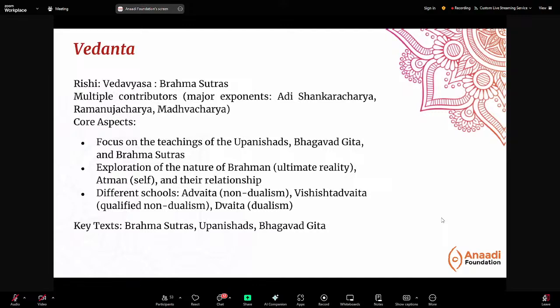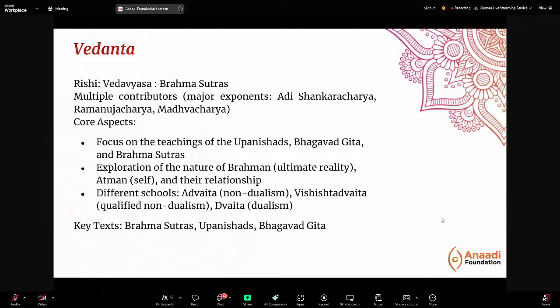So if a new sampradaya or a new viewpoint is created, the acharyas of that sampradaya write commentaries on these three texts. That is why you will find commentaries of Adi Shankaracharya on the Upanishads, and Ramanujacharya's and Madhvacharya's commentaries. Like that, each sampradaya creates its own commentary according to its viewpoint of reality, right?